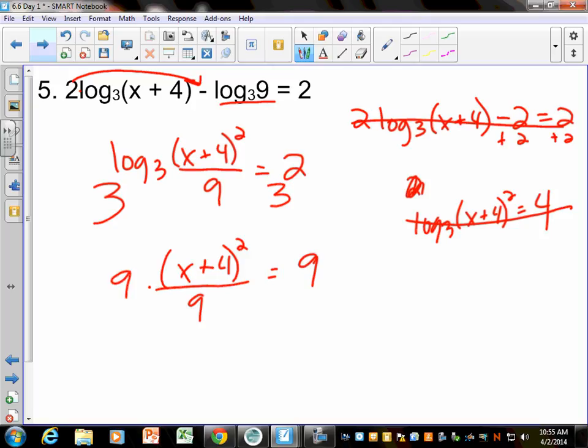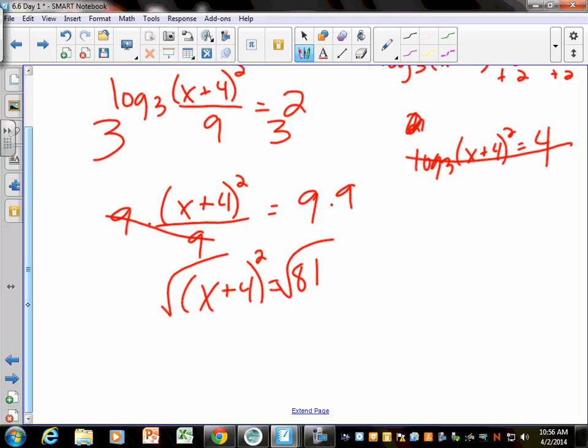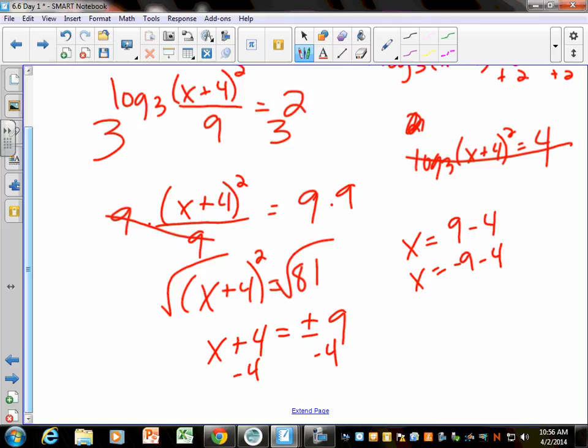So then I'm going to multiply both sides by 9 and get x plus 4 equals 81. And then we can just square root both sides, right? Like we could FOIL this out, but I think the best option here would be to just square root both sides. It's like a little completing the square already completed for us. And you get x plus 4 equals plus or minus 9. Subtract 4 over, and you get x equals 9 minus 4, or x equals negative 9 minus 4.